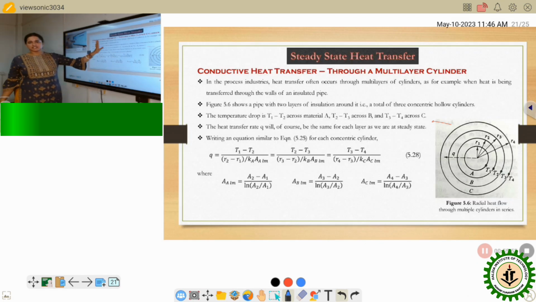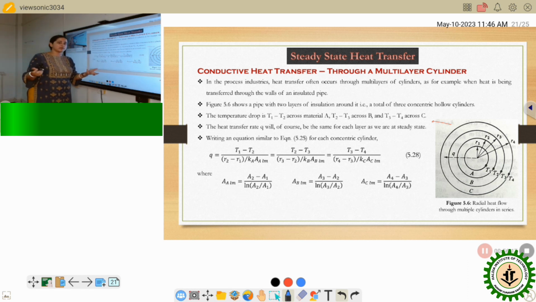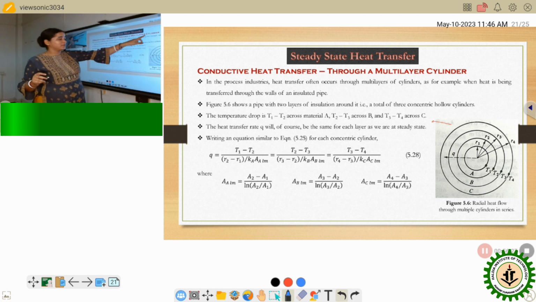Now let me just finish with this, actually this is the second last topic. Since I was talking about a single slab, then I spoke about the multiple slab. Now I told you that in most of the food processing units we have to work with cylinders, we have to work with pipes. So that is why there also we may need multiple layering. Just talking about a single pipe layer is not enough, so I need to work also with a multi-layer cylinder.